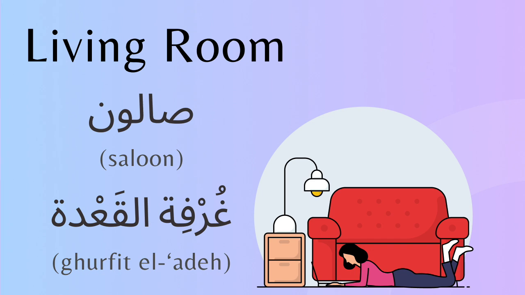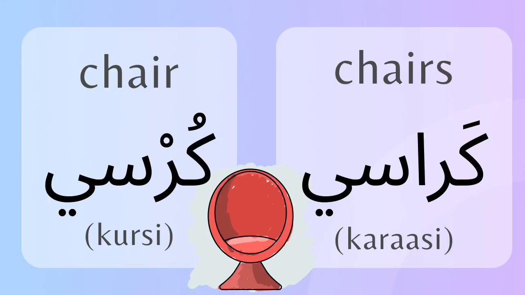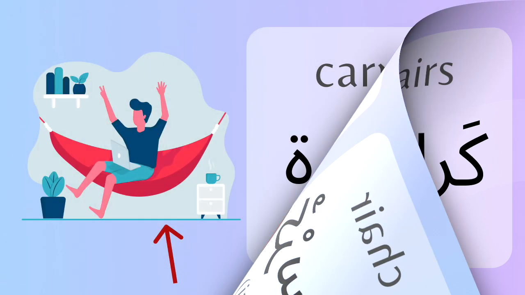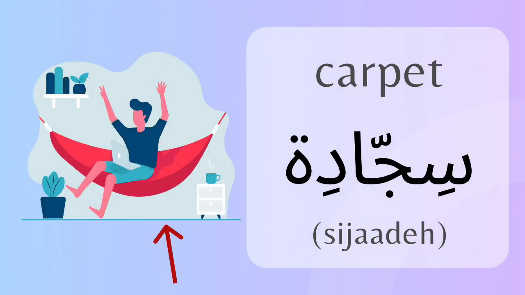Let's get started. First up, we have chair, which is كرسي. The plural form, chairs, is كراسي. Carpet. سجادة.